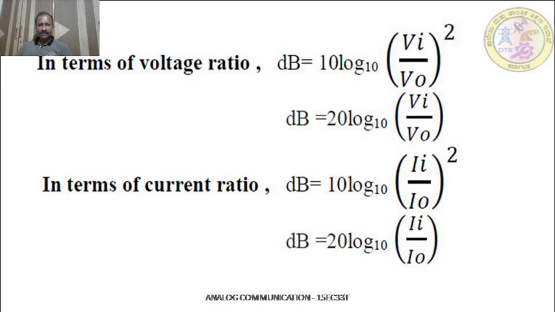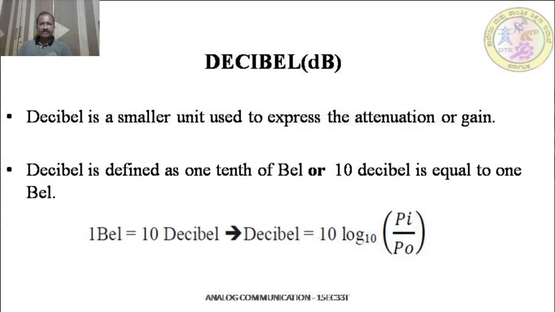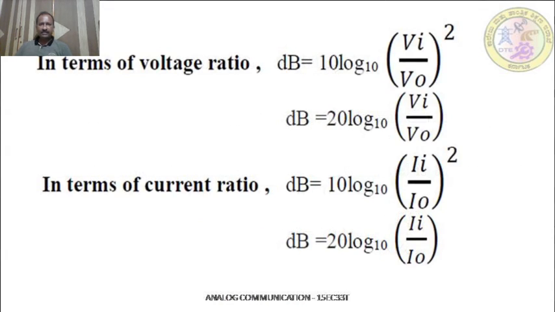Now, using the logarithmic property, you can write decibel is equal to 20 log base 10 I divided by I naught. Like this, you can express decibel in terms of power: 10 log base 10 Pi by P naught. In terms of voltage, dB is equal to 20 log base 10 Vi by V naught. In terms of current, dB is equal to 20 log base 10 I divided by I naught. Like this, you can express decibel in terms of power or current or voltage.